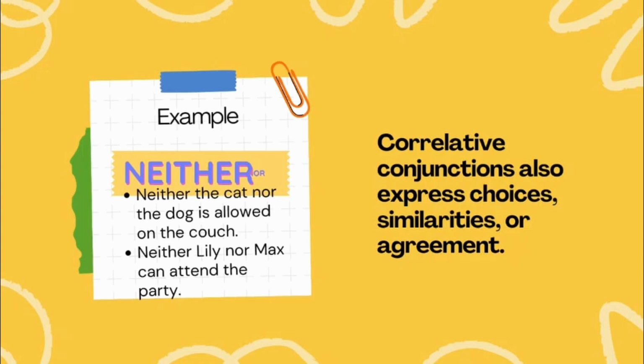Another example: neither Lily nor Max can attend the party. So this is showing negation. None of them is allowed. While either or is showing positivity, neither nor is showing negativity. She is neither interested in sports nor in music. This means she is not interested in either sports or music. Those are examples under the use of neither nor.